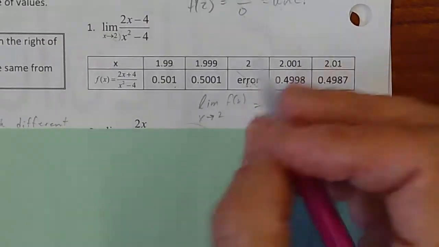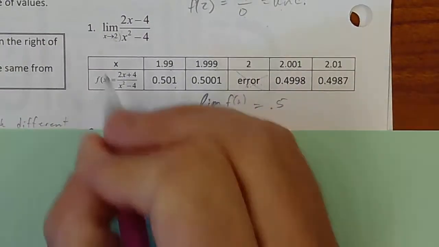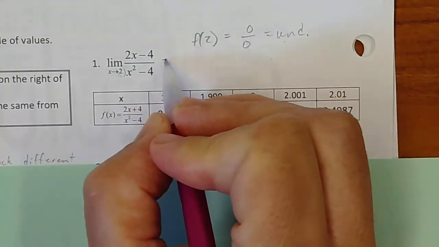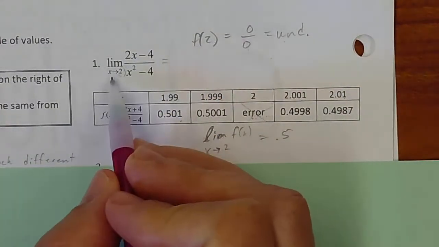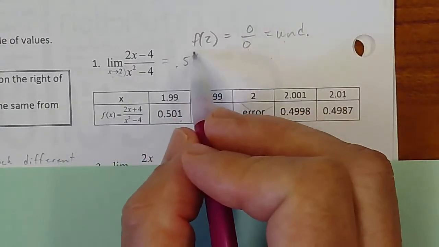Here you go. Here's kind of how we'd write it down. The limit of this function, where we could write that. You can put the answer right here, though, I guess. The limit of this function as x approaches 2 is equal to 0.5. That's the answer.